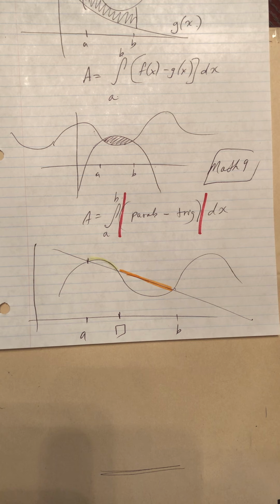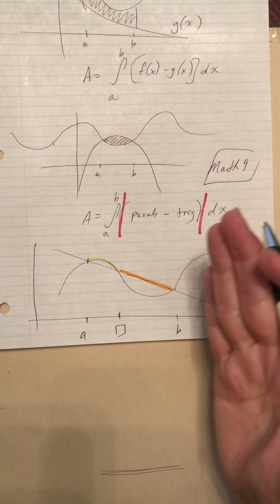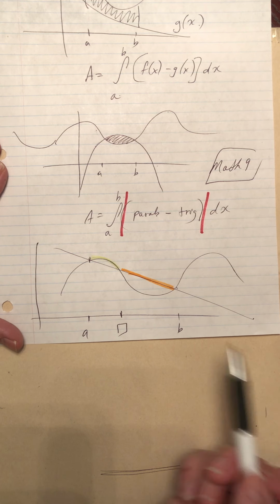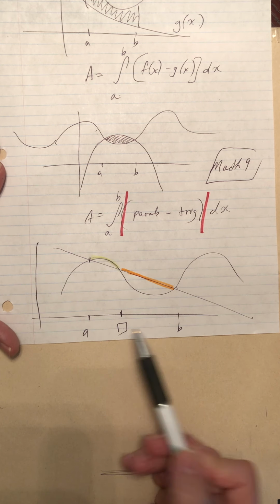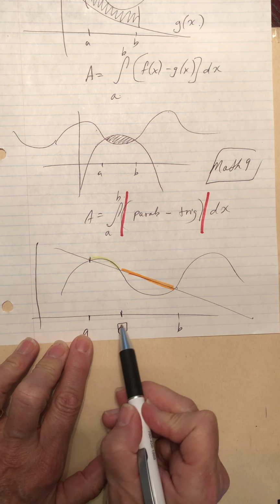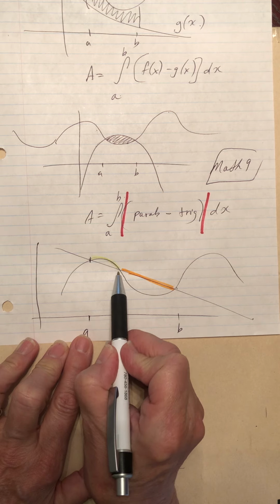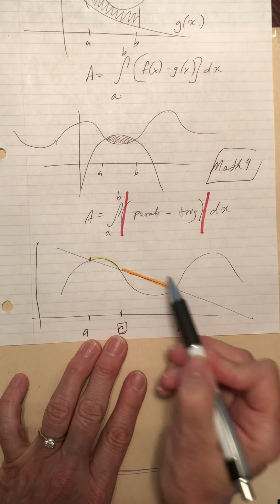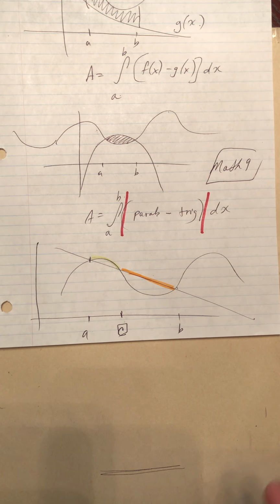So this is if I'm actually doing my work by hand. If I'm just using a Math 9 key on a calculator, the calculator will take care of everything for you as long as you insert absolute value signs. But to show my work mathematically, I would first have to put these two equations equal to each other, find out this meeting point right here, and then break things down. Say, okay, so I'm just going to call this C. From A to C, I have the trig graph minus the linear graph, but from C to B, I would have the linear graph minus the trig graph and do it that way.